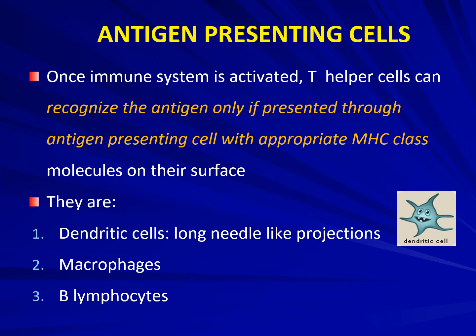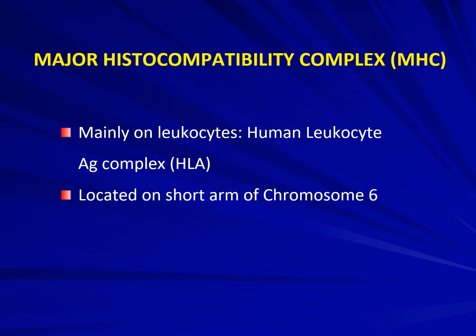What are antigen presenting cells? Once the immune system is activated, the T helper cell can recognize the antigen only if presented through an antigen presenting cell with appropriate MHC class molecule present on their surface. They are dendritic cells, macrophages or B lymphocytes. The major histocompatibility complex is mainly present on the leukocyte. It's also called the human leukocyte antigen. It is located on the short arm of chromosome 6.